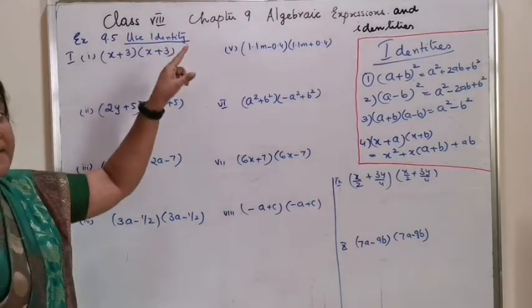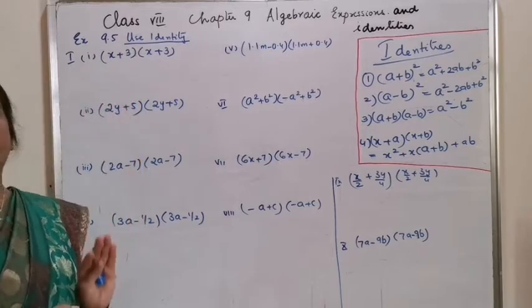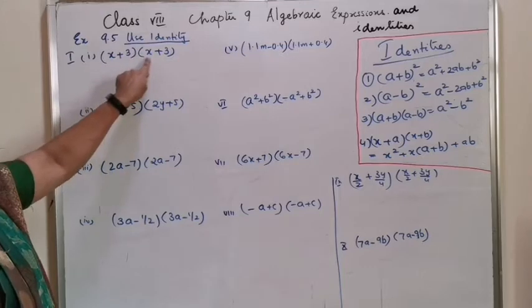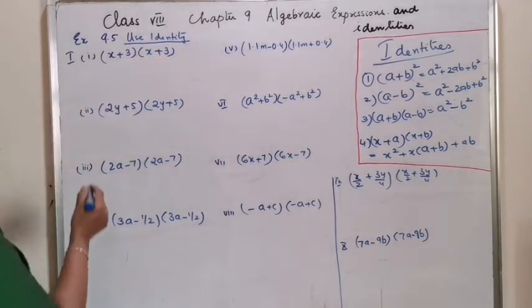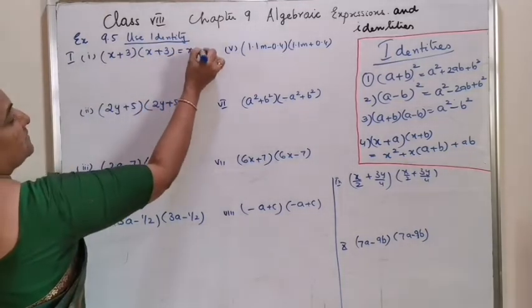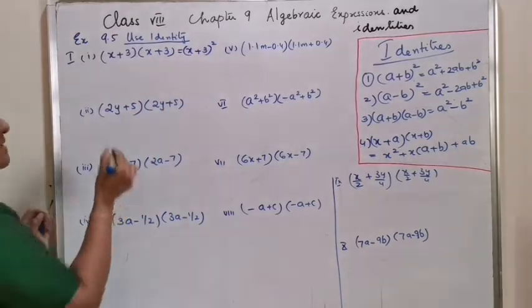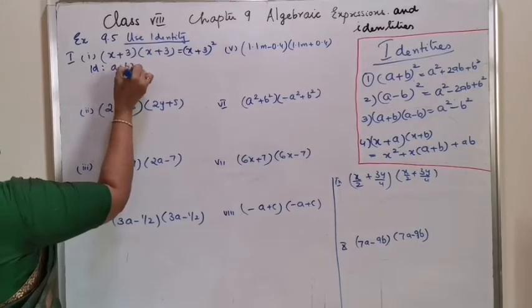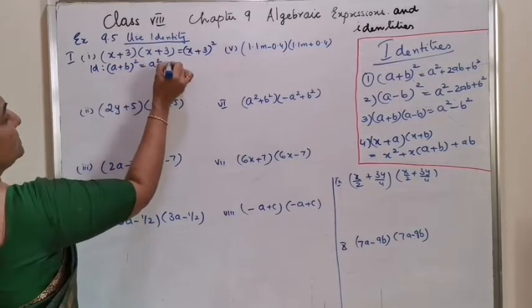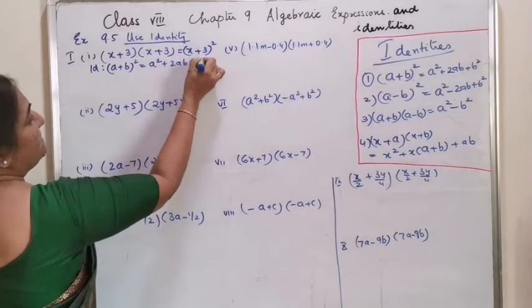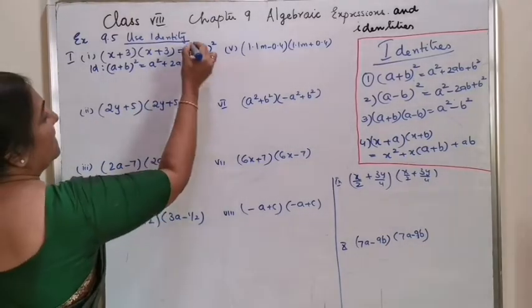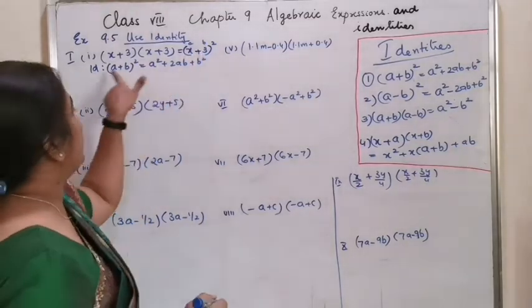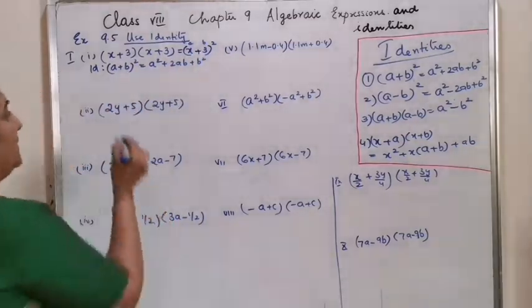Use the identities. You are not supposed to use binomial with binomial now because they are the same binomials. So x plus 3 into x plus 3 can first be written as x plus 3 the whole square. What is the identity? Write the identity always as (a plus b) the whole square is equal to a square plus 2ab plus b square. You can call your a as x and b as 3. You can directly apply it because the identity is given to you.